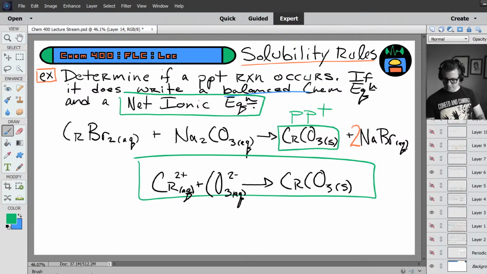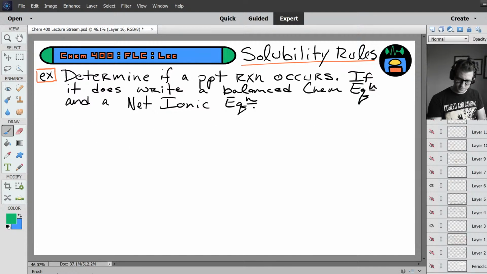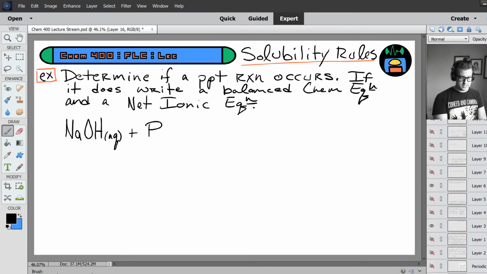All right, let's do another example. Let's evaluate to see if a reaction occurs between aqueous sodium hydroxide and aqueous, I don't know why I wrote a P there, iron 3 chloride.